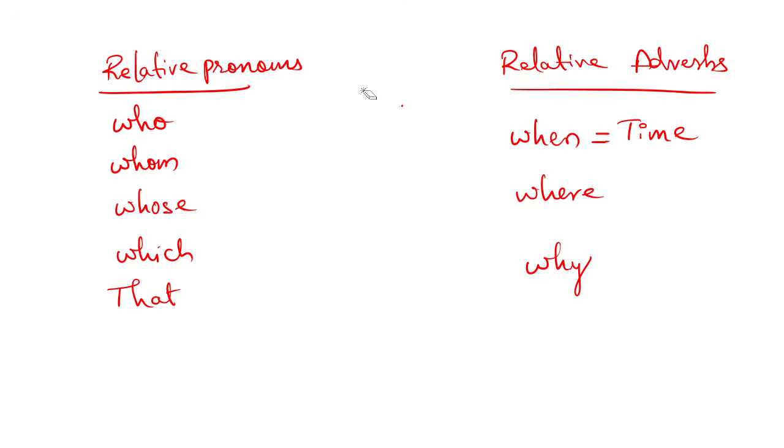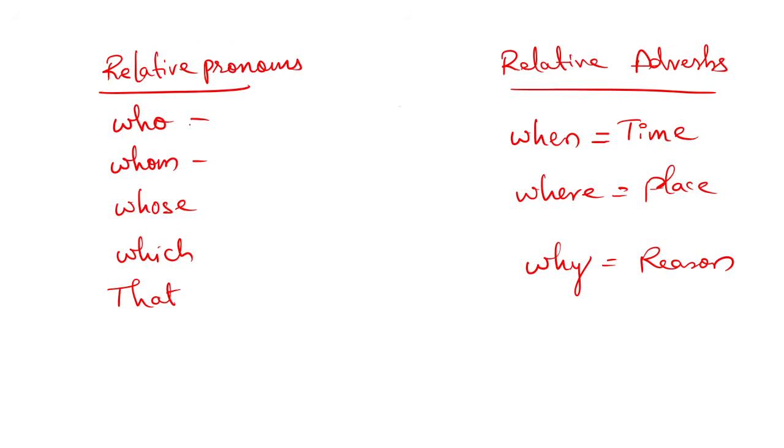Okay. Now look at this combination. If any place is replaced with a relative word, then you use where. So this is used to refer to a place. Next, why is used to show any reason. Okay, next coming to relative pronouns here.